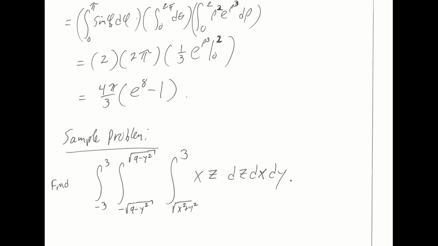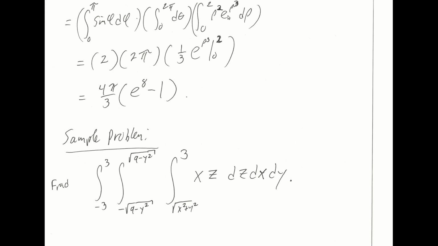In fact, we're going to end up with the integral from 0 to pi of sine of phi. We'll have the integral of 1 from 0 to 2 pi, and we will have the integral of rho squared e to the rho cubed from 0 to 2. So actually, the rho squared expression that we introduced by switching to spherical is going to be a benefit here. This is going to allow us to perform a u substitution and actually solve this integral with respect to rho. If you integrate sine from 0 to pi, you get 2. If you integrate 1 from 0 to 2 pi, you get 2 pi.